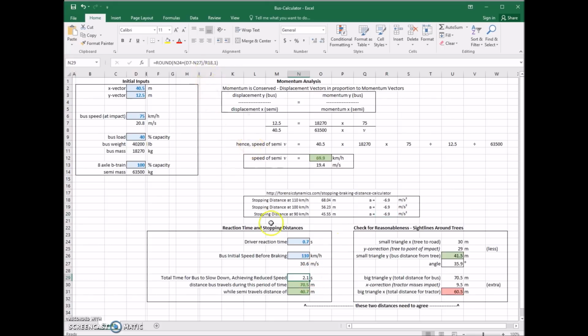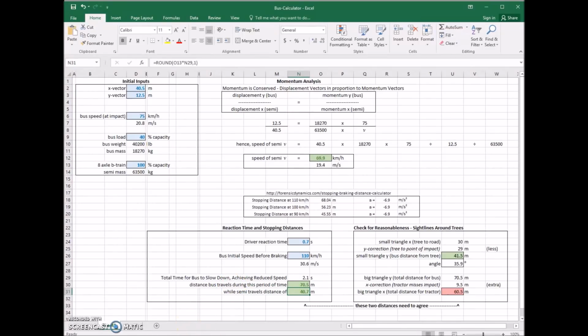And using that number, we can then calculate that during the 0.7 seconds while his brain is aware but his foot hasn't reached the pedal, it's uniform motion. And then during the next few seconds to slow down from 110 to 75, it's decelerated motion. The bus would travel, in this scenario, 70.5 meters. And I can use that 2.1 seconds to determine how far the truck would travel using this 69.9, which it is currently, and the 2.1 seconds, I can determine how far it would go.